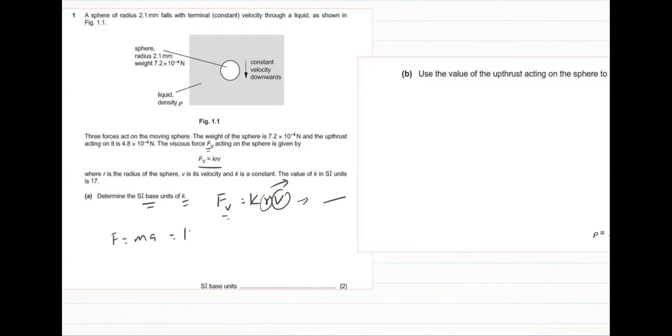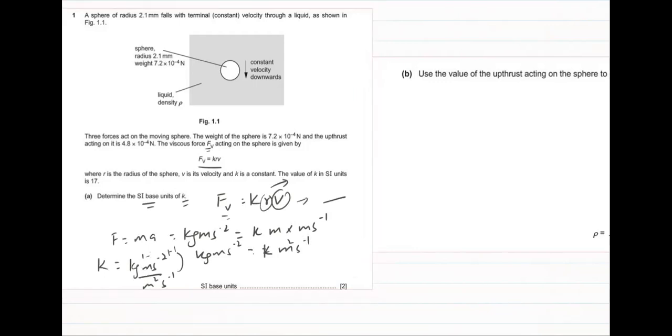Force is equal to ma, which is equivalent to kg m s^-2. This is equivalent to K times r times v, that is m times m s^-1, so m^2 s^-1. So K is equivalent to kg m s^-2 divided by m^2 s^-1. The minus 1 becomes plus 1, so for m it is 1 minus 2, and for s it is minus 2 plus 1. So the base unit is kg m^-1 s^-1.